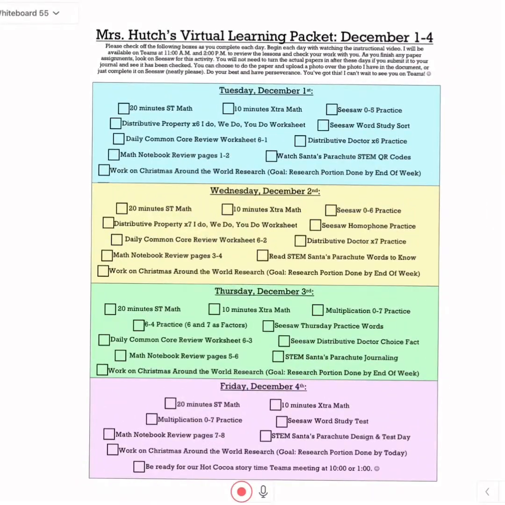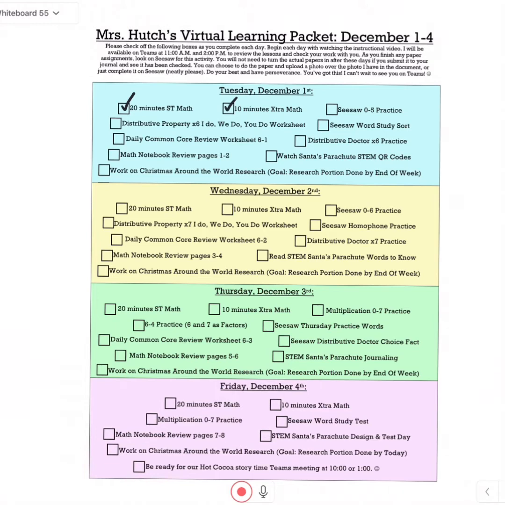All right, let's go ahead and take a look at the virtual learning packet. So again, we are looking at Tuesday, December 1st. As you complete an activity, you will go ahead and check it off in your packet. And then you will also check out Seesaw and make sure that you have all of your activities done on there. So the first lesson that I'm going to show you is about the distributive property.